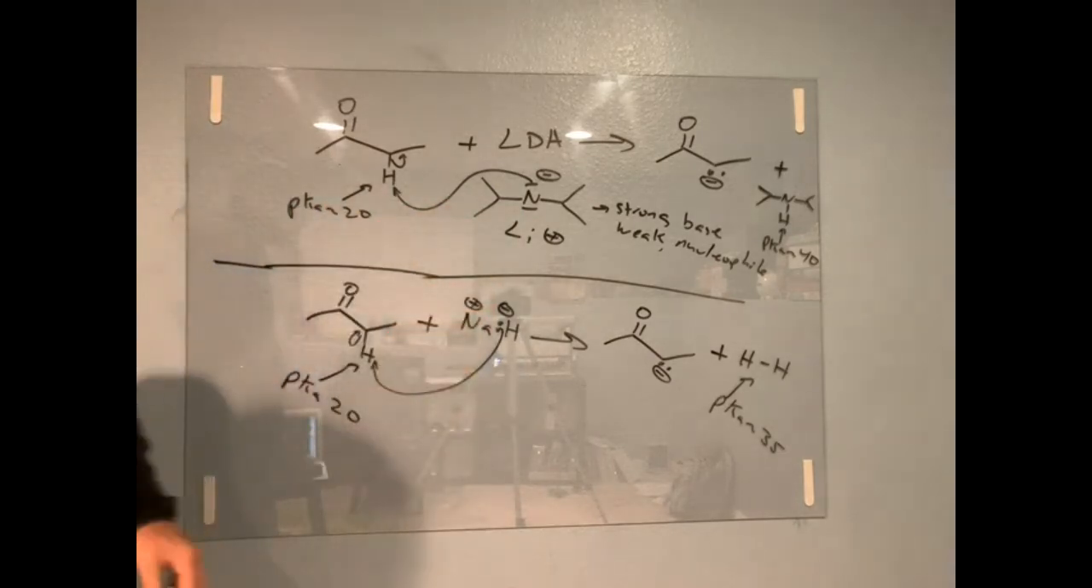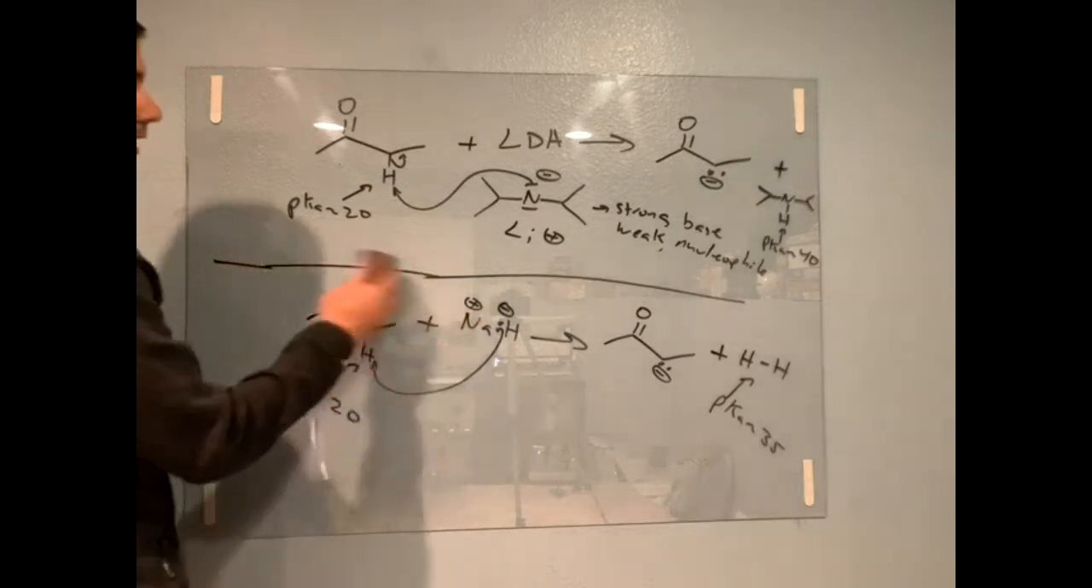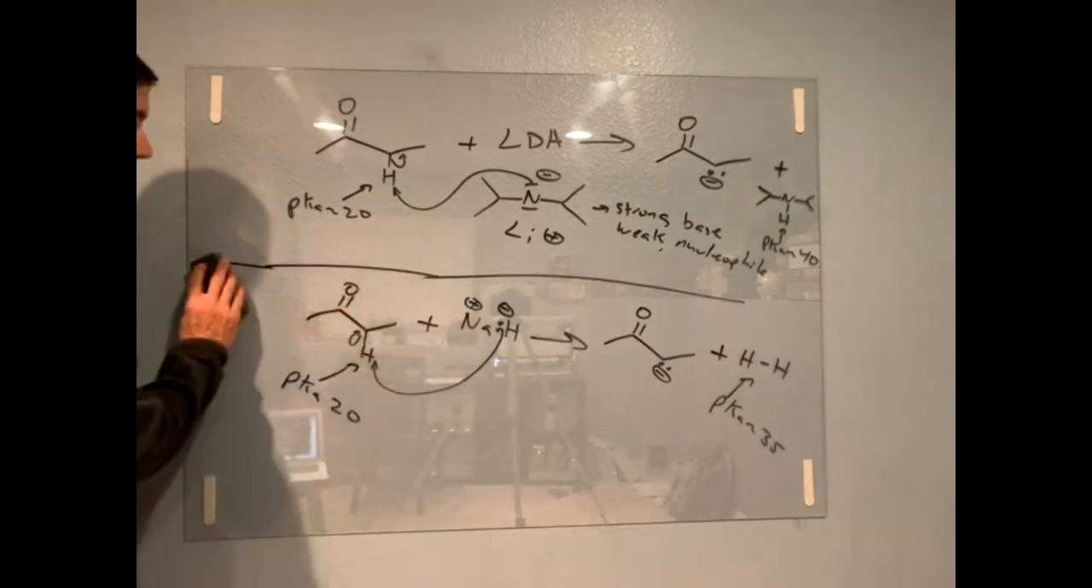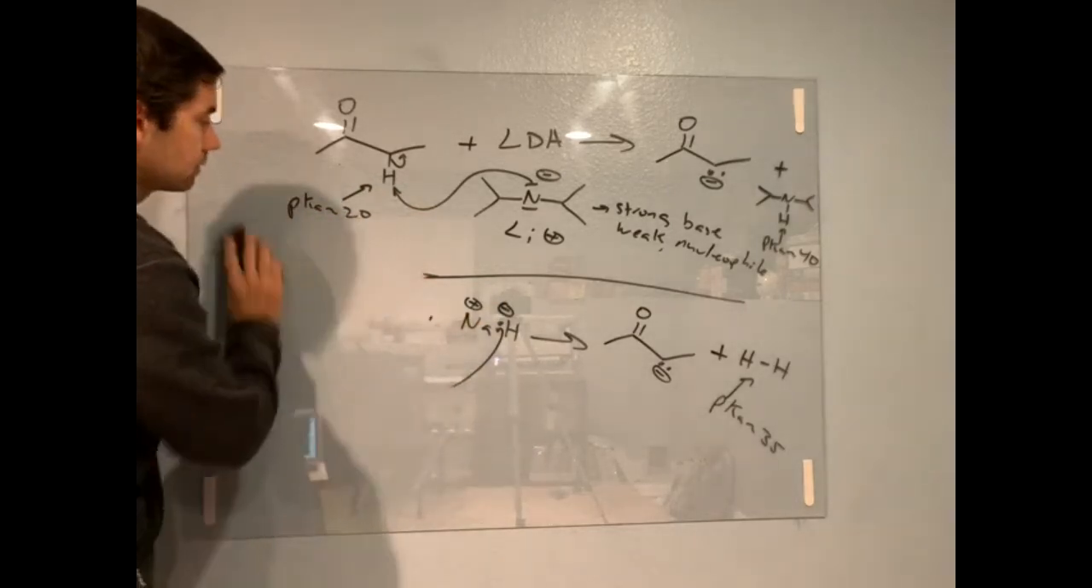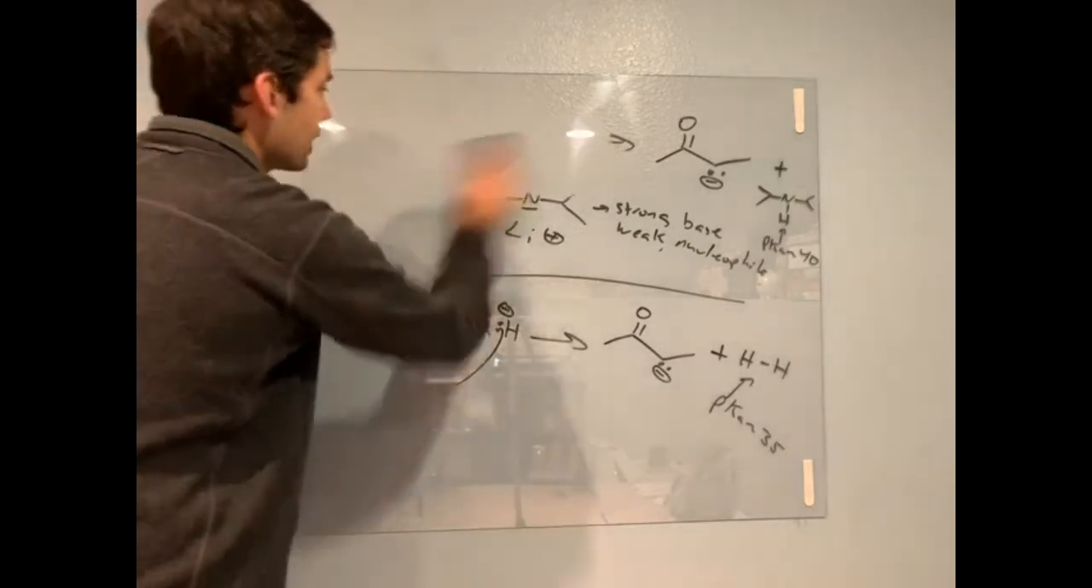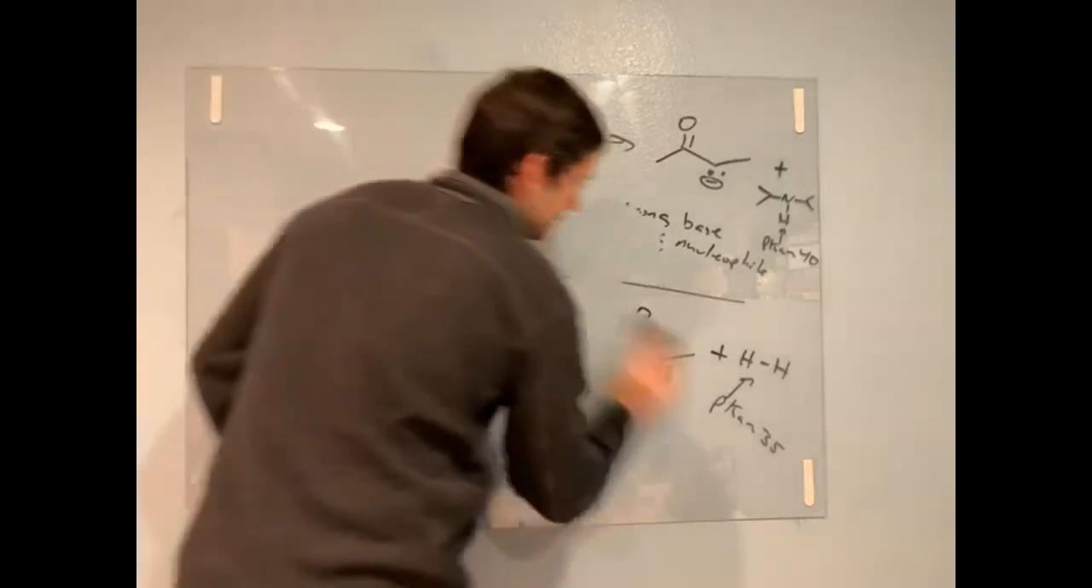Now let's look at a couple more examples of enolates here. So we learned about how to make them. We know what bases to kind of work with here, the three main bases. Now let's look at a couple different types of enolates.